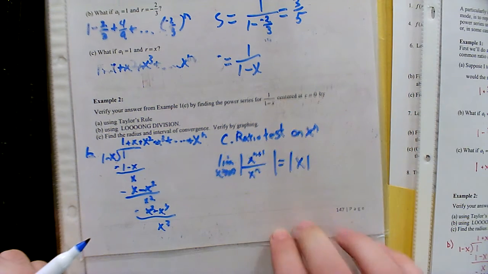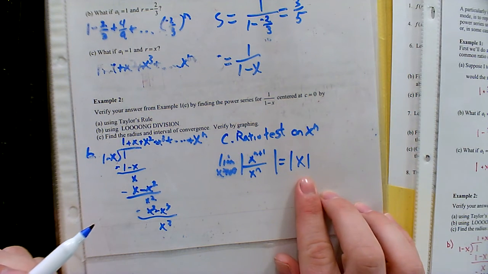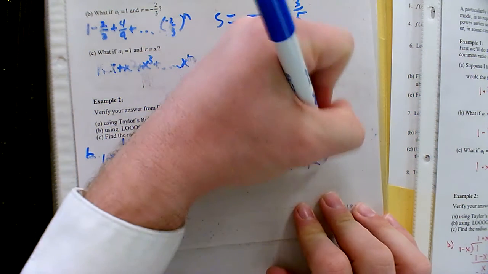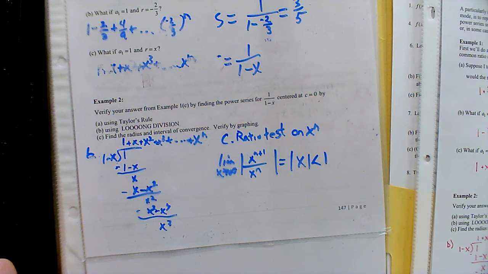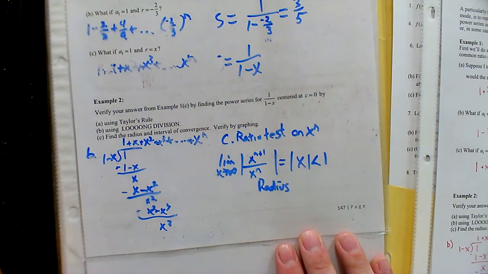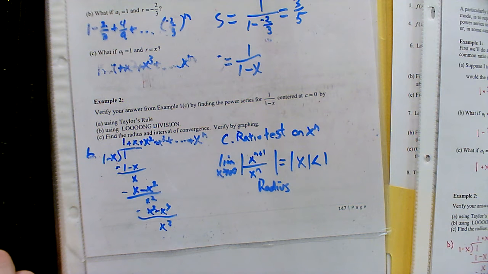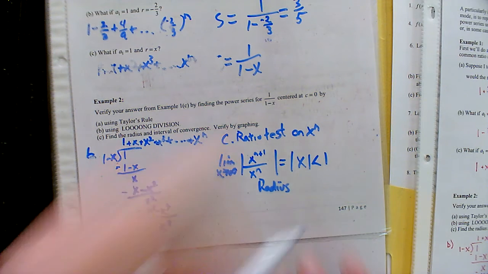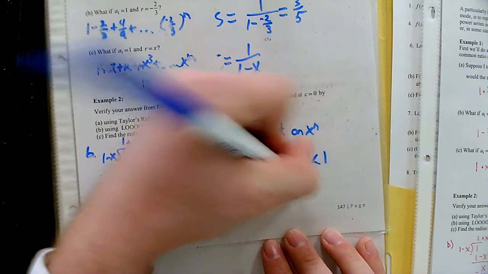And using the ratio test, what do you want that absolute value of x to be less than? 1, yes. So the radius is what? What is the radius? Yes, it is 1. The radius is 1.